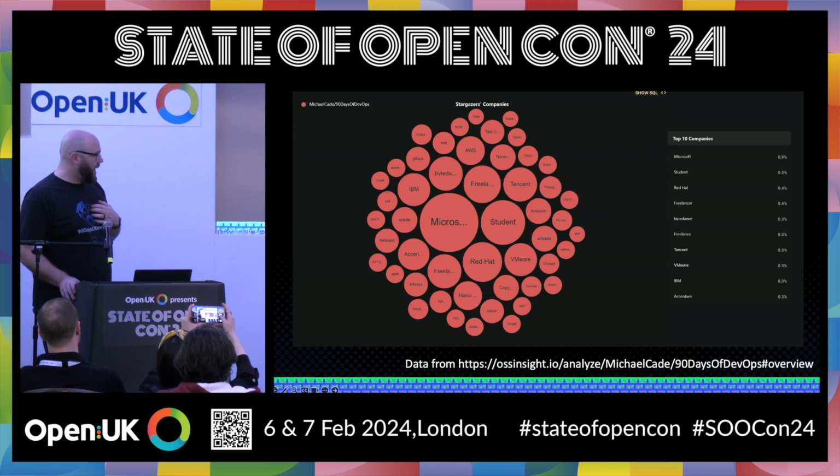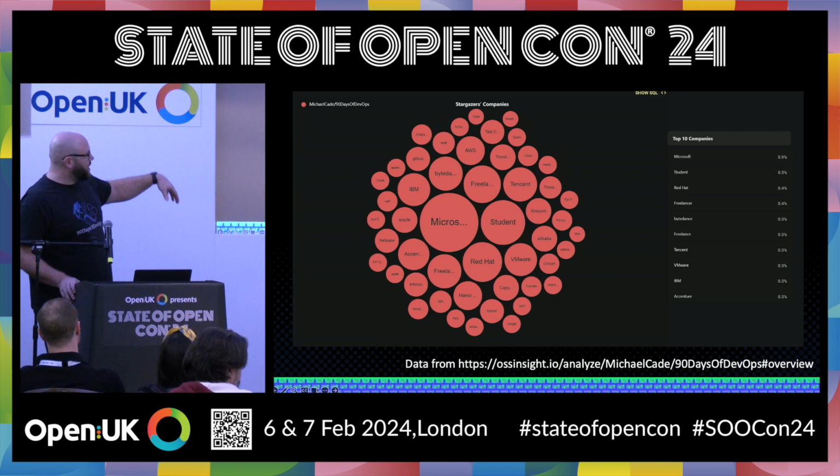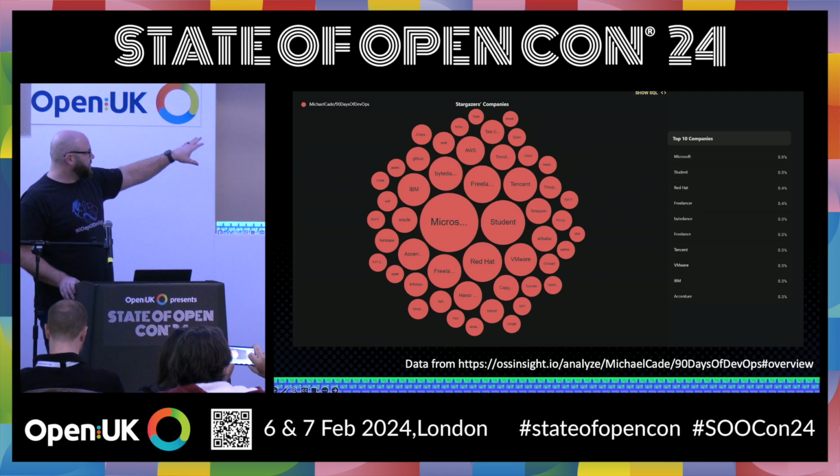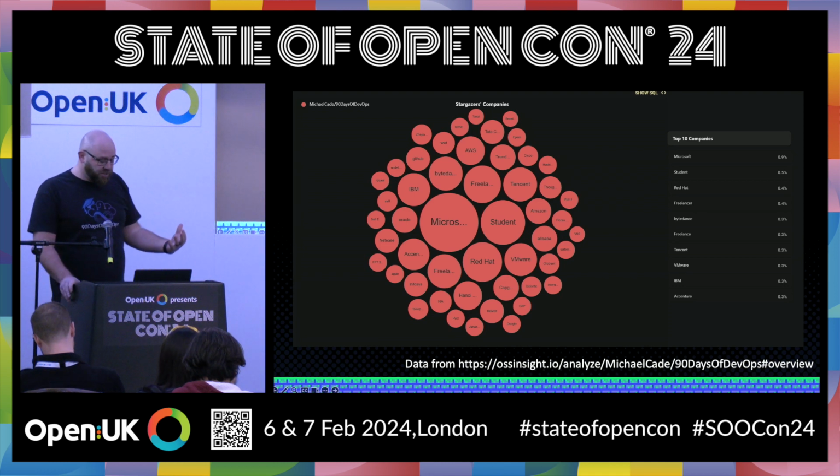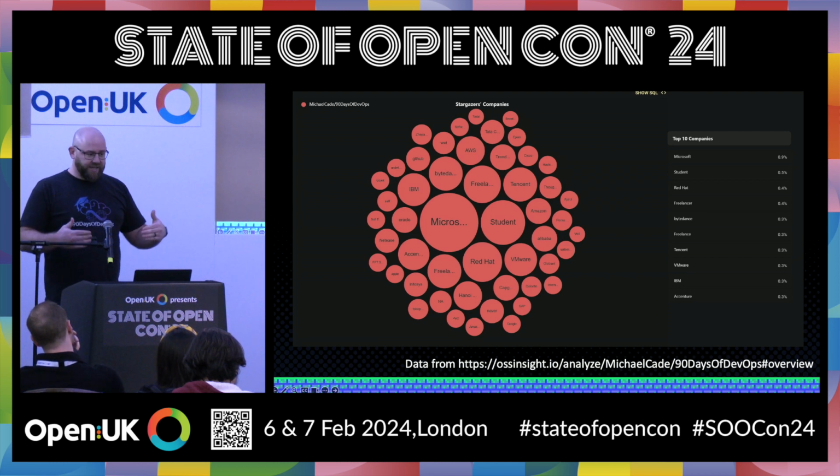But I was amazed by this, the stargazers. So these are the people that have starred the repository and where they came from. So you'll see Microsoft, you'll see IBM, you'll see Red Hat, you'll see VMware, you'll see Amazon in there. For me, it's amazing that it's been shared amongst those onboarding teams, etc., to get a good grasp on DevOps itself.